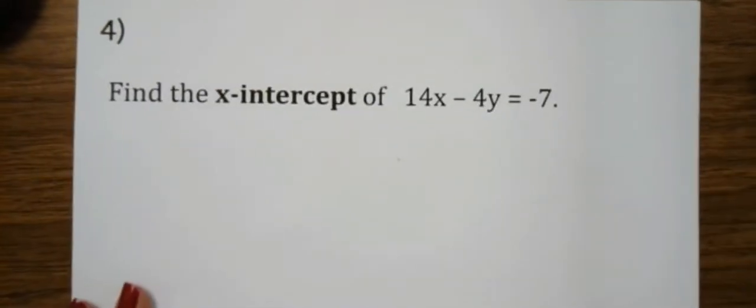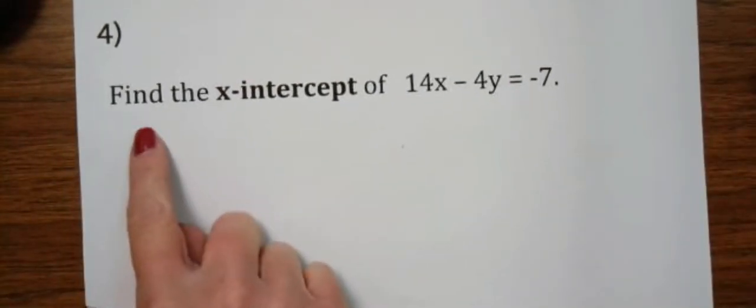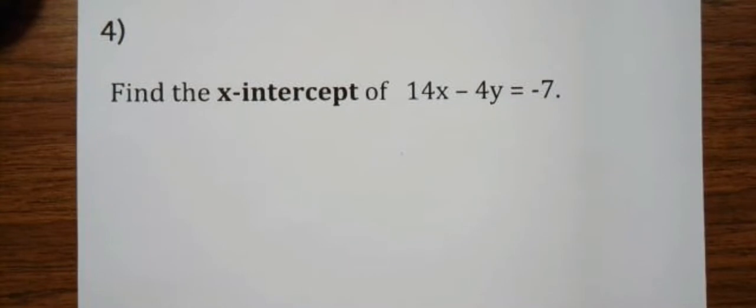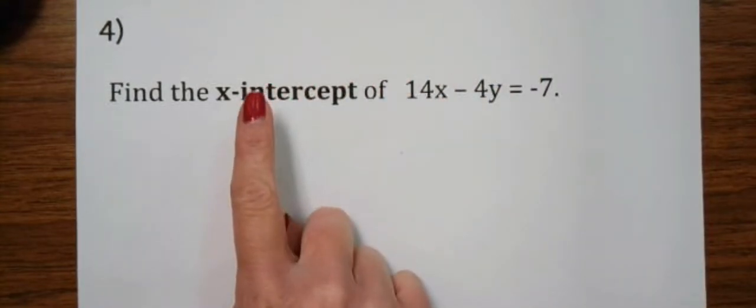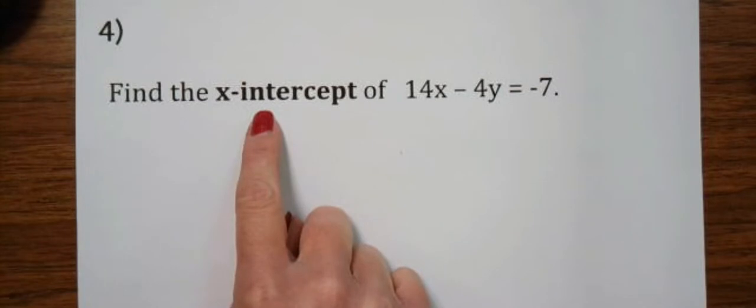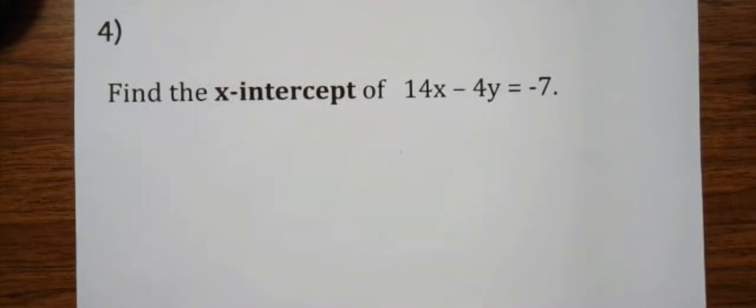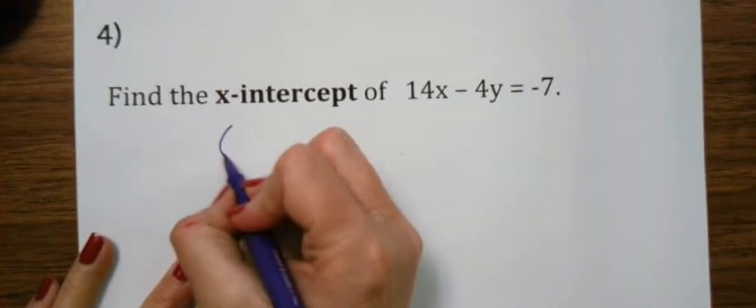Let's look at number 3. Oh, sorry, we just did 3. We're going to look at number 4. On this one, I'm just asking you for the x-intercept. So here's the equation in standard form, and I want to know where it is going to cross the x-axis if you graphed it on a coordinate plane. So where's the x-intercept?